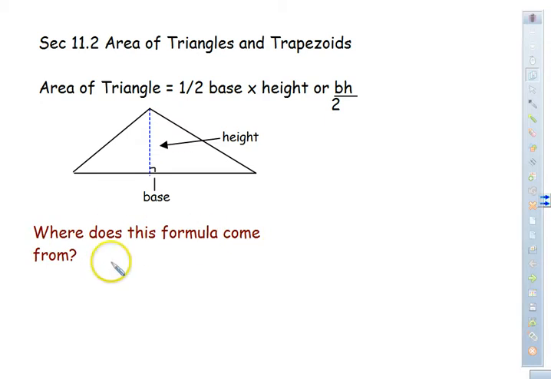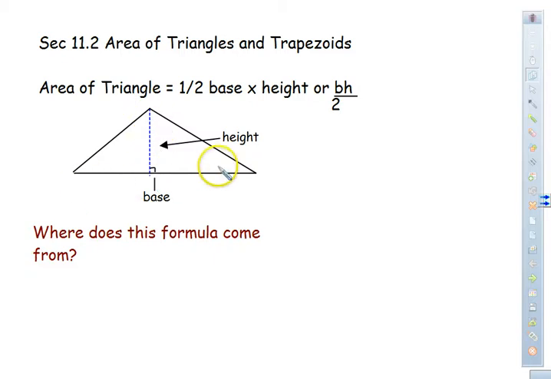Where does the formula come from? We're going to talk further about this tomorrow and actually do an example and allow you to cut some things up to understand where this actually comes from. So just to save time on the podcast, just know we're going to come back to this tomorrow.